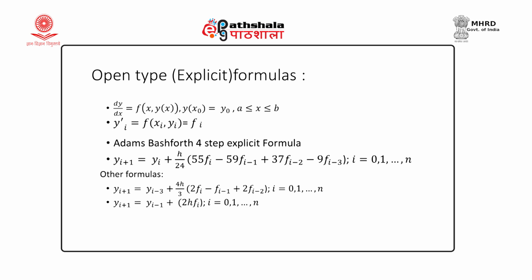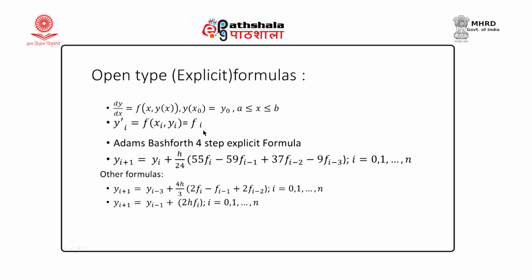Now, in the case of multi-step formulas, we can classify them into 2 types. One is the open type, which we call explicit formulas, and the other we call closed type, which are implicit formulas. Let us learn the nature of these open type explicit formulas first. See, the equation is dy by dx equals f(x, y), y(x0) is y0, and let us denote f at the point (xi, yi), where yi is y at the point xi. This function value is the derivative of y at the point x equal to xi. So, this is yi dash, and for simplicity we will denote it fi.